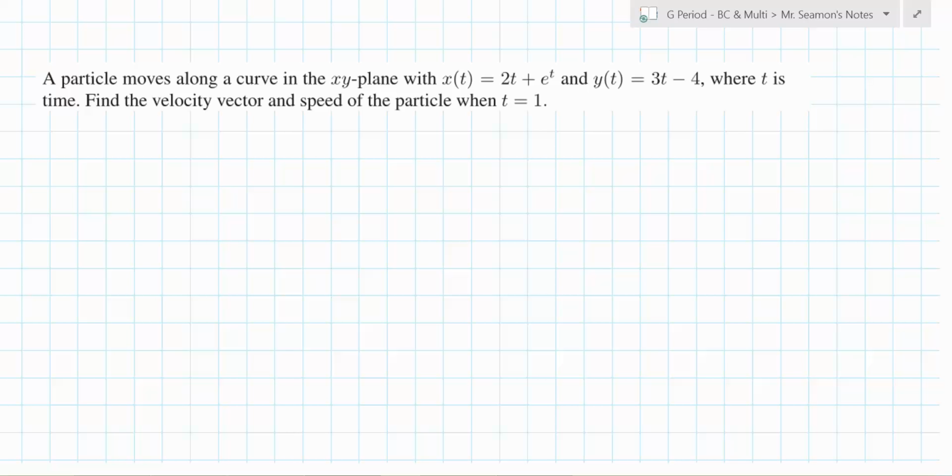Okay, a particle moves along a curve in the XY plane. Okay, we finally get to do something a little nicer. Oh, it's a little more entertaining, right? Yeah. Where t is time. Find the velocity vector and the speed of the particle with t equals 1. Go.